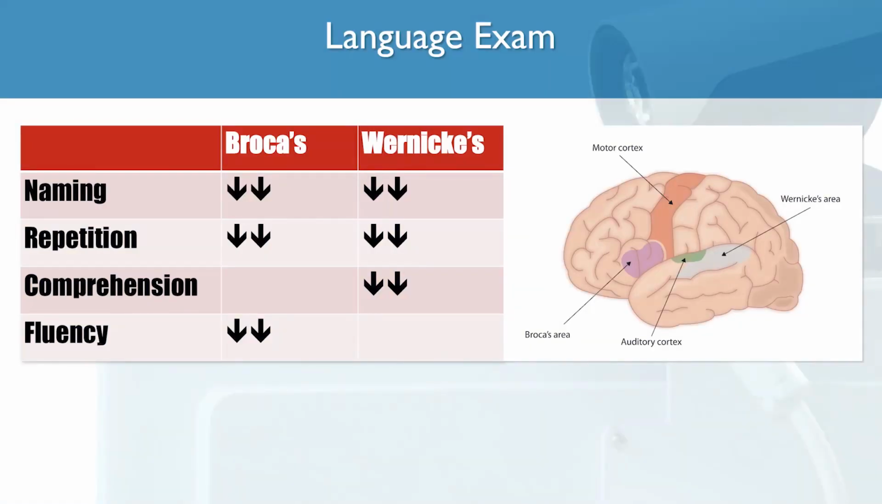Now remember that aphasia is a disturbance of language. All patients with aphasia will have trouble with naming. Patients with Broca's aphasia and Wernicke's aphasia will have difficulty with naming and repetition. Patients with Wernicke's aphasia will have difficulty with comprehension. Patients with Broca's aphasia will have difficulty with fluency.